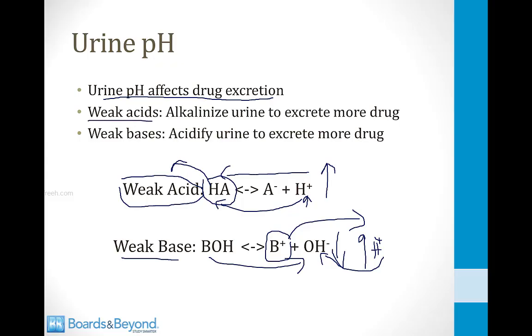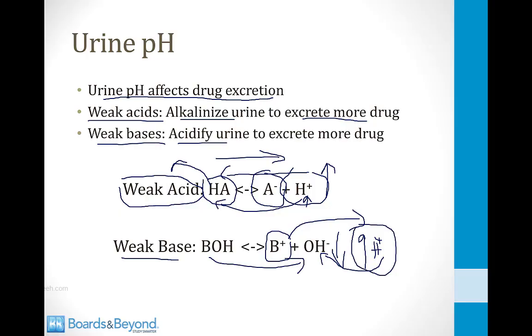So for weak acids, we want to alkalinize the urine to excrete more drug. In other words, we want to remove H plus from the urine so that we drive the equation this way for weak acids and form more of this A negative, which will get excreted. For weak bases, we want to acidify the urine to excrete more drug. In other words, for weak bases, we want to increase the amount of H plus in the urine. This will favor formation of the ionized form of the drug, and that will go on to get excreted.